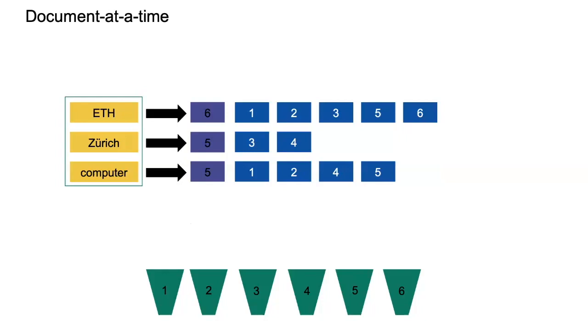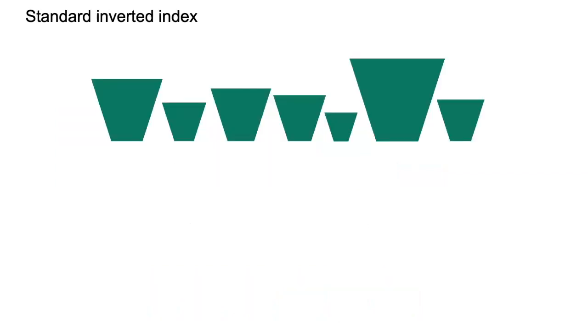Let's do it document at a time now. So it means that we start with document 1, ETH, computer, we are done. Document 2, ETH, computer, we are done. Document 3, ETH, Zurich, we are done. Document 4, Zurich, computer, we are done. Document 5, ETH, computer, and document 6. Note that if I did my job well, this is exactly the same thing. Doesn't matter if you do it term first or document first, because in any case, you're going to end up with the sum of the things for every document. Okay. So now, how much time does it take?